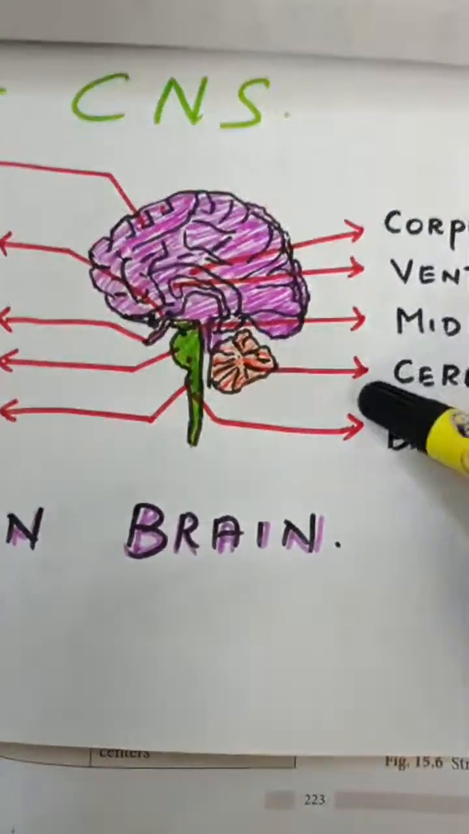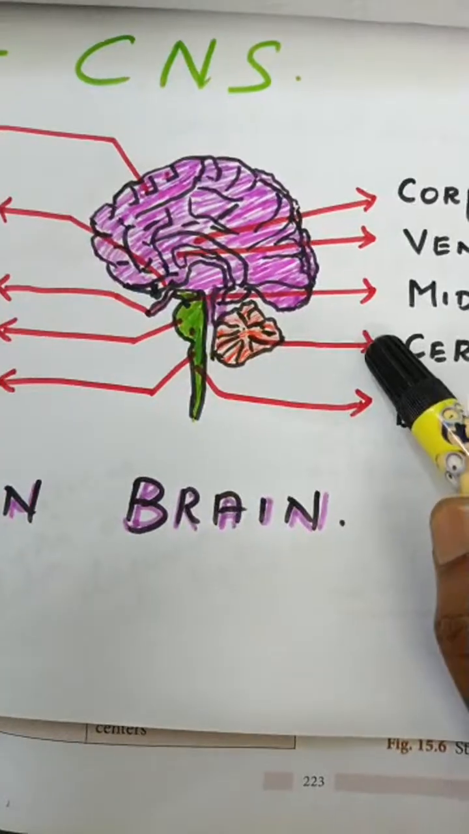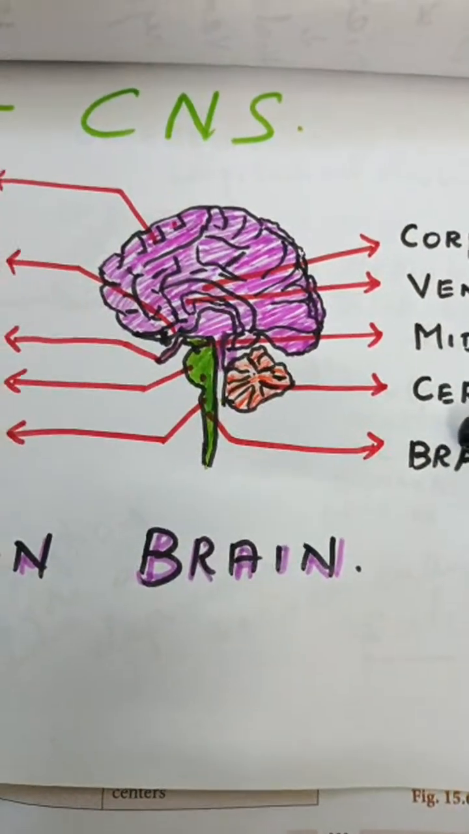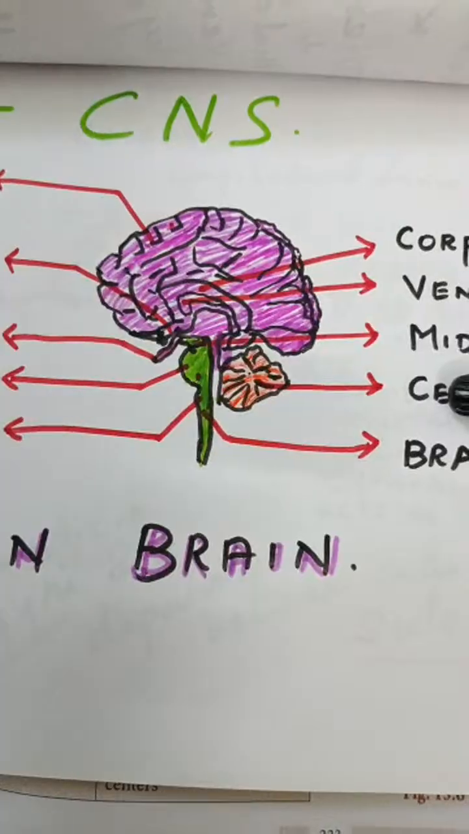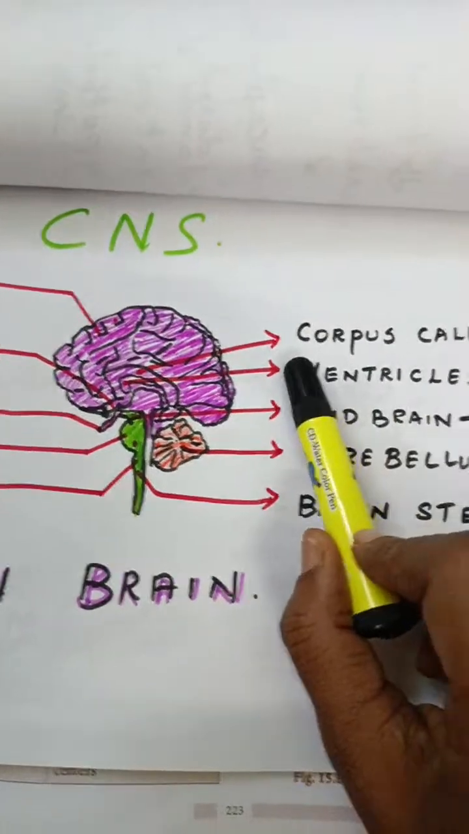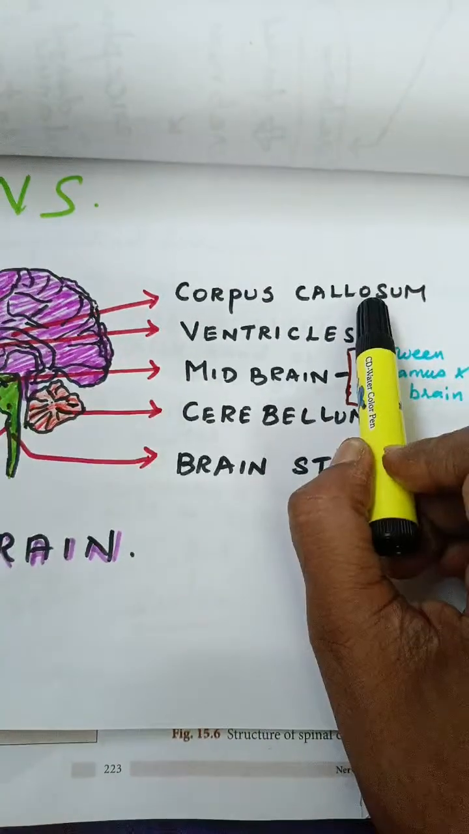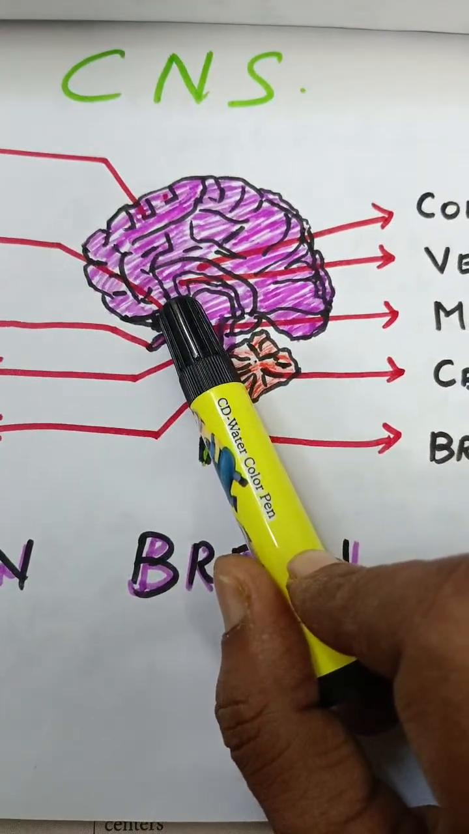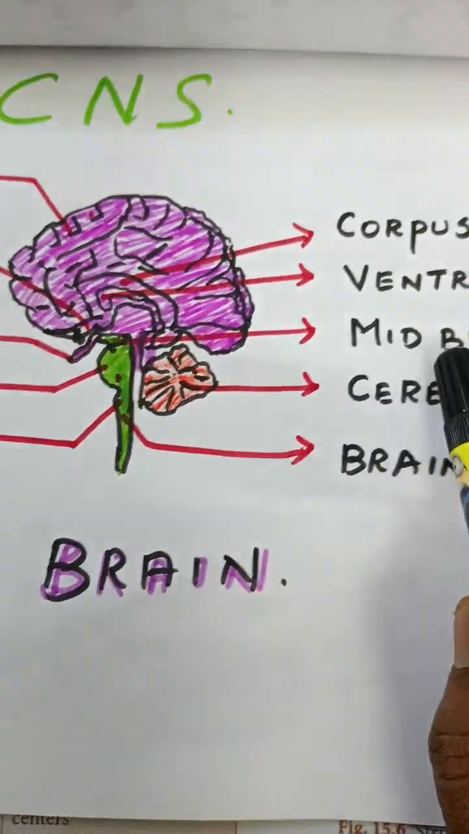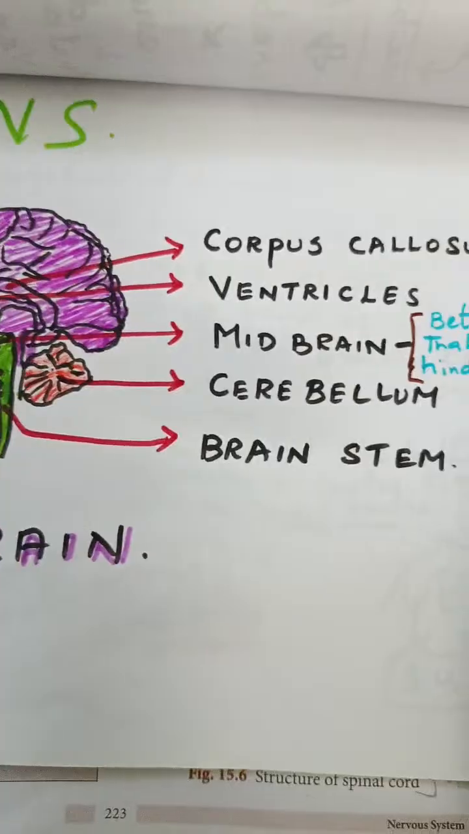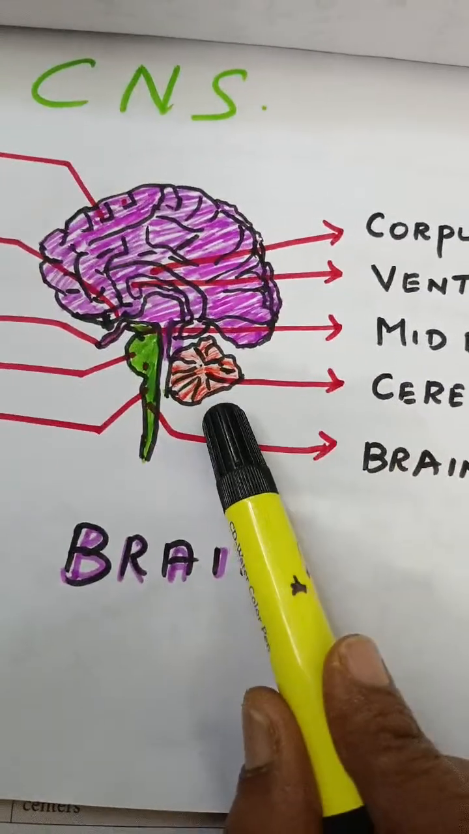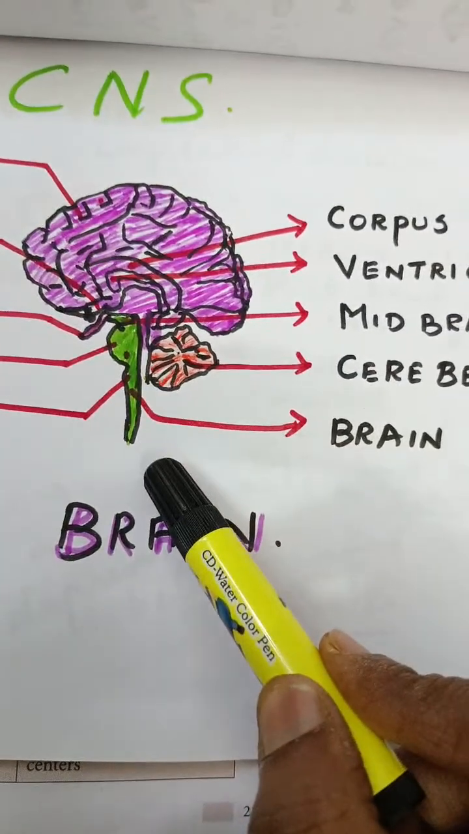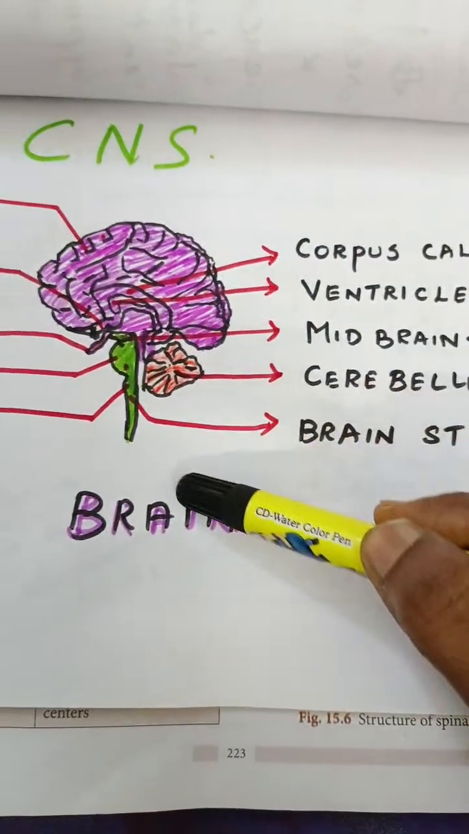Okay, so look at this picture. This is the human brain. Understood? So this human brain has many parts in it. We will see one by one what are the parts present in the human brain. Look at the first part. It is the corpus callosum, and it also has the ventricle, and then you will have the midbrain. You have forebrain, midbrain and hindbrain. I said so, the midbrain, and then you have the cerebellum as the hindbrain, and you have the brain stem, which is continuous as the spinal cord.